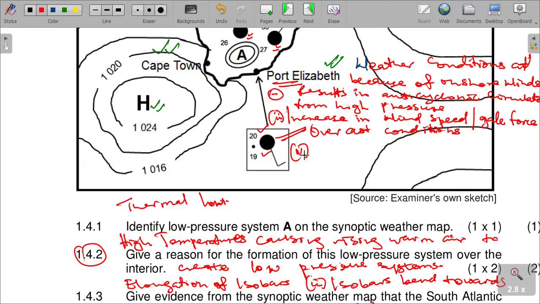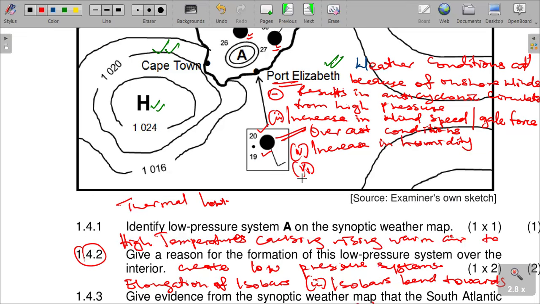We can also talk about an increase in what? Increase in humidity. Increase in humidity is also another point that makes sense, because of the anticyclonic conditions at Port Elizabeth, the air is so humid, so moist. There is quite a lot of moist air in the atmosphere there.